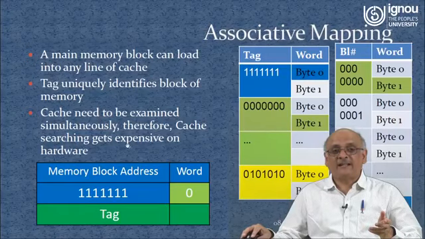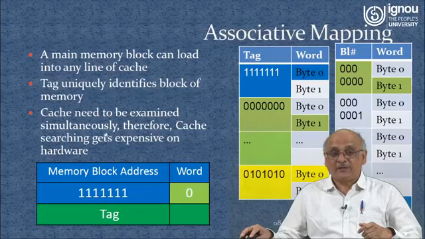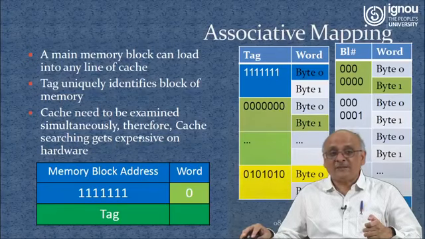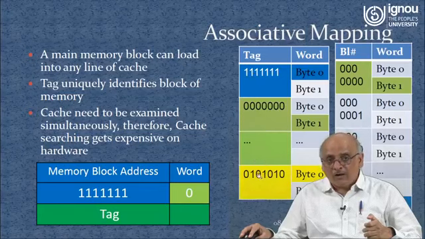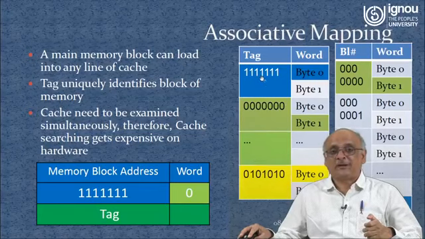Therefore, cache searching gets expensive on hardware. This is very, very important. In our case, the meeting room, we can allot any of those meeting rooms to anybody. That is going to be a better scheme. But in cache, there has to be a simultaneous check from all these locations. The complete memory address becomes the tag for checking.